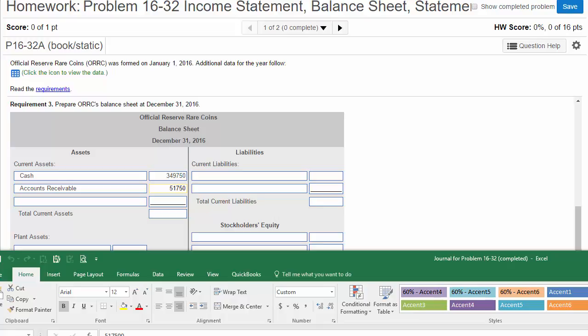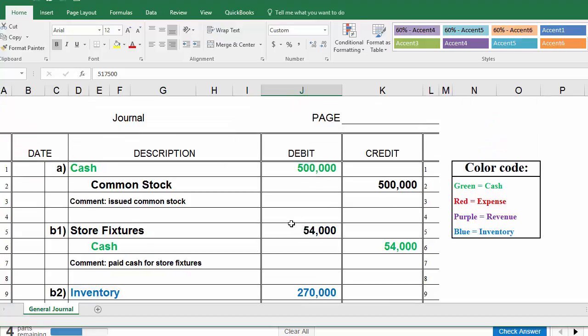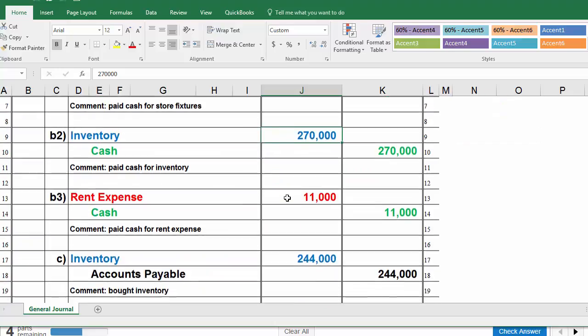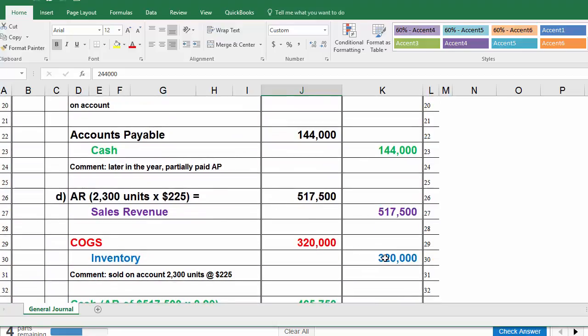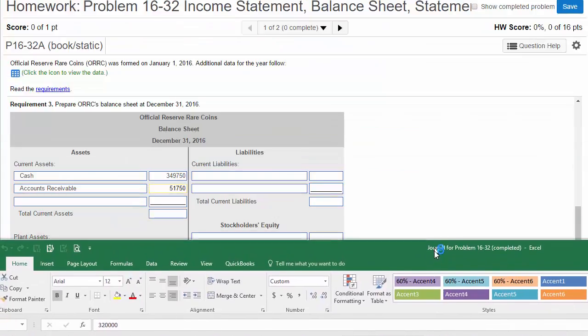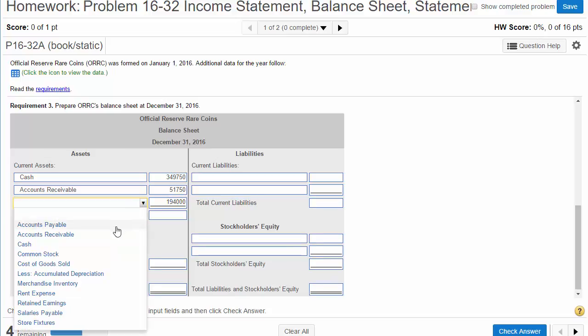Now, notice we've only got one more current asset, and that's inventory. There's two ways to do inventory. The logical way is, remember inventory is in blue. So here's inventory going up, 270,000 plus 240,000 minus 320,000. That was our sale. So when you do the math, you get $194,000 of merchandise inventory.